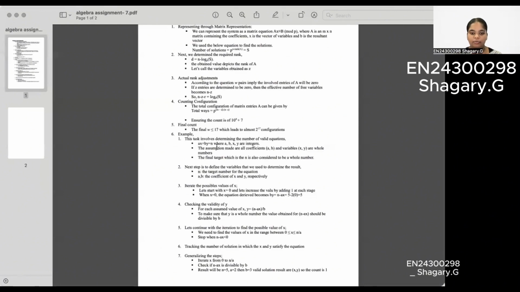Now, to count valid configurations, the total ways are P to the power m minus d into n minus z, where z represents fixed variables. For an example, let's take the equation ax plus by equals n, where a, b, x, y are integers. Start with x equals 0, calculate y using y equals n minus ax over b, and ensure it's a whole number, because it cannot be a non-integer. Iterate x from 0 to n over a and check divisibility. For n equals 5, a equals 2, b equals 3, a valid solution is x equals 1 and y equals 1.